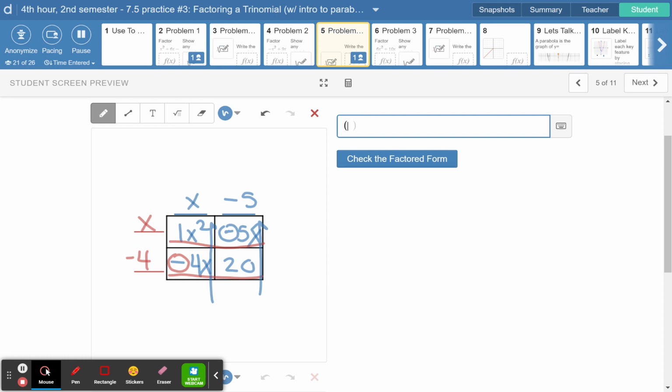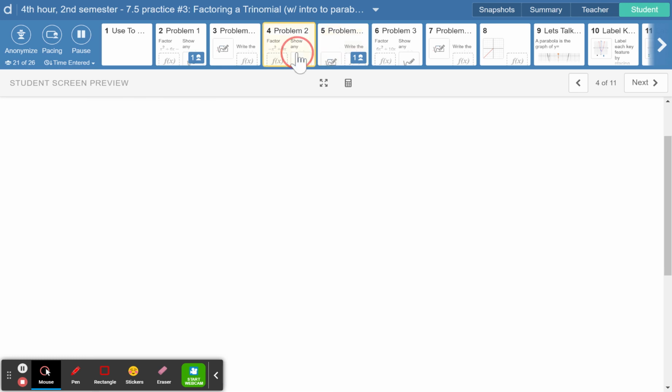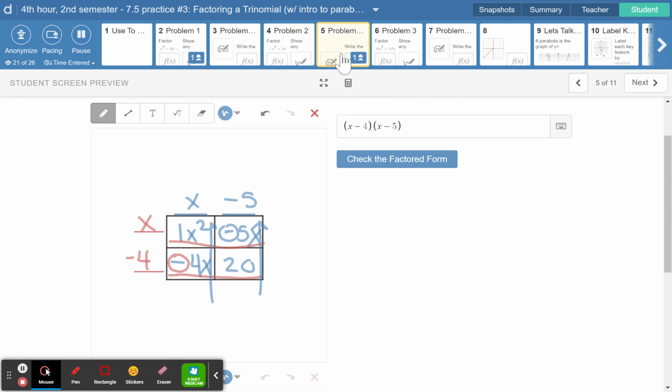Now, if you put this into the calculator, it's going to say it's wrong. The reason why it's wrong is because you forgot to put this negative 1 on the outside, because that's the greatest common factor of the beginning. So you have to make sure that you put that as the answer as well.